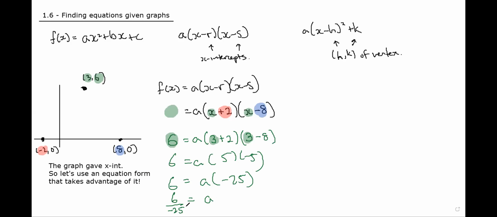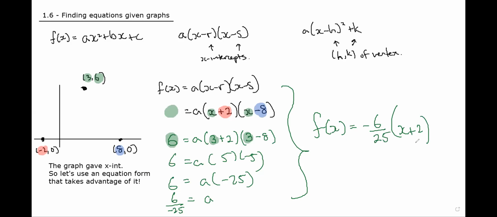Just kidding. What we have after all that, because we have our a and our x-intercepts, our final function, our equation, is going to be a times x minus r and x minus s. There's our equation.